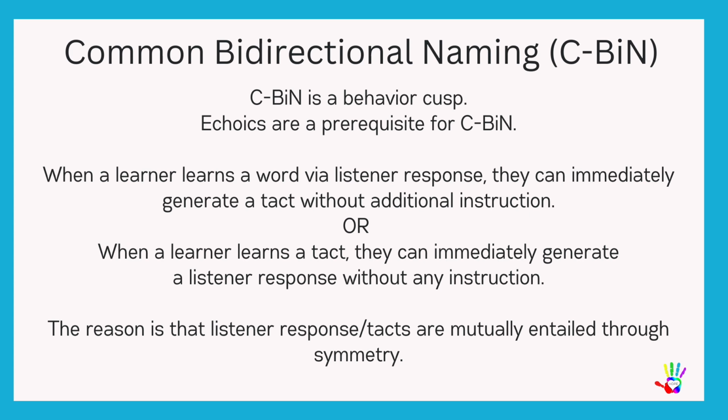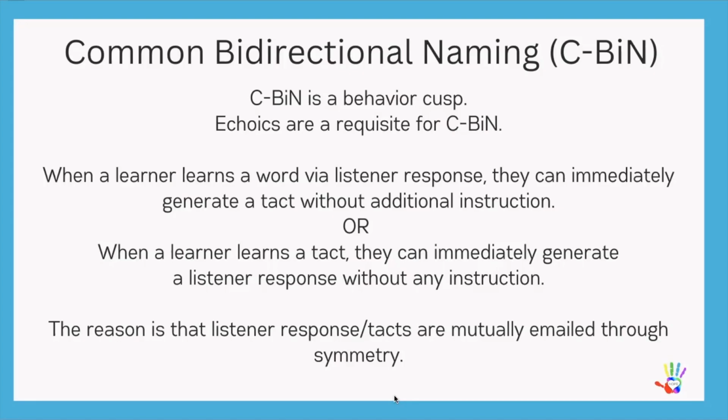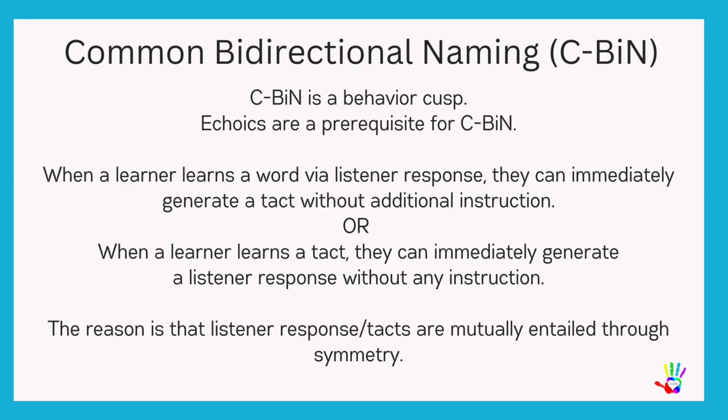So we're going to talk about common bidirectional naming. We're going to talk about what it is and why it's so important. First of all, this is a behavior cusp. It's a very important learning milestone for children because it's where they start to acquire generative language, where they can start to really derive language and learn from others and from their environment, and not need to be taught everything directly. So there is a prerequisite for common bidirectional naming, and that's the ability to repeat what people say, echoics. Echoics are a prerequisite for bidirectional naming.